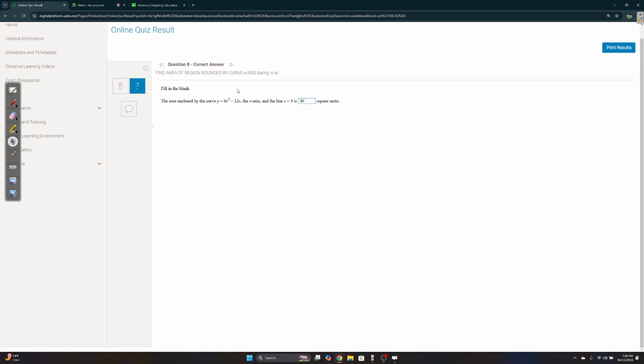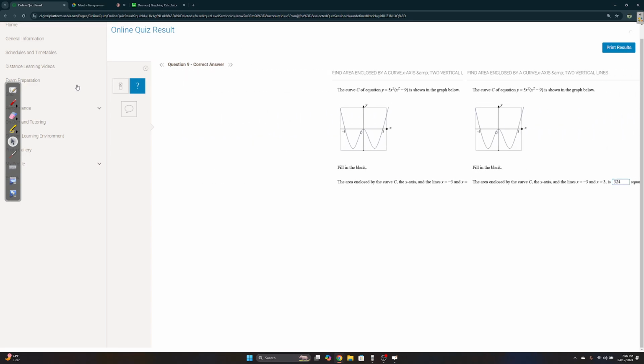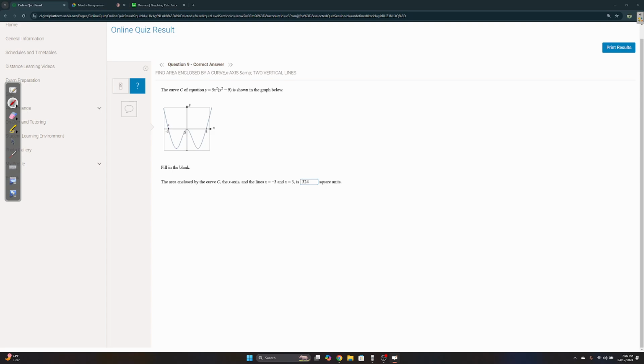Usually, if they tell you x equals 4, that means x equals 4 is one of your bounds. Let's see here, between minus 3 and 3, so we want this shaded area. There's actually two ways to do this. Actually, no, I'm not going to tell you the second way. I'll do the normal way we do.